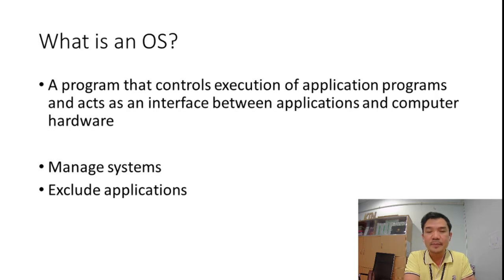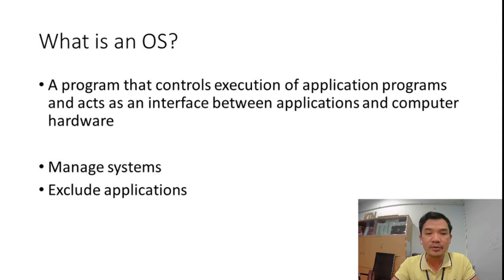An operating system is a program that controls execution of application programs and acts as an interface between applications and computer hardware. So we are aware that the operating systems that we know, for example, Windows and Linux and other related operating systems, operate within the interaction between the user and the hardware part of your computer. We can easily interact with the computer because of the operating systems. The applications that we are running are actually executed with the operating system.